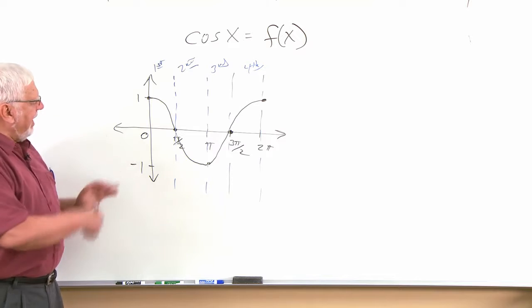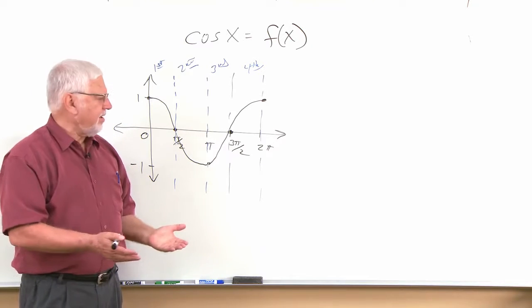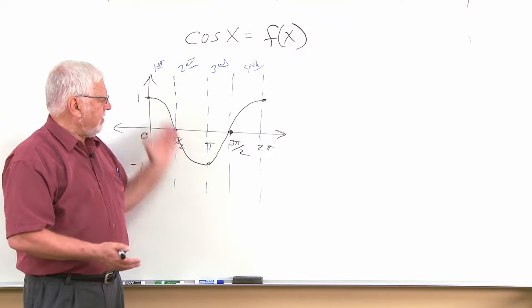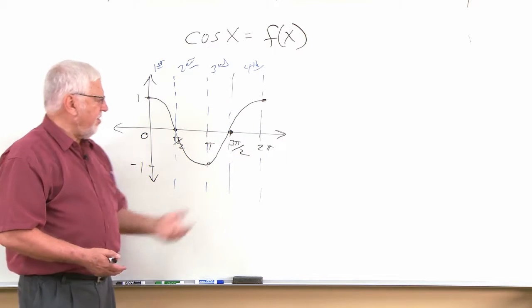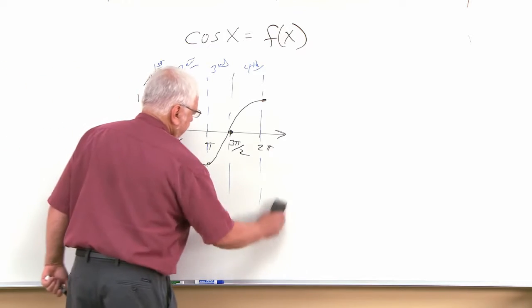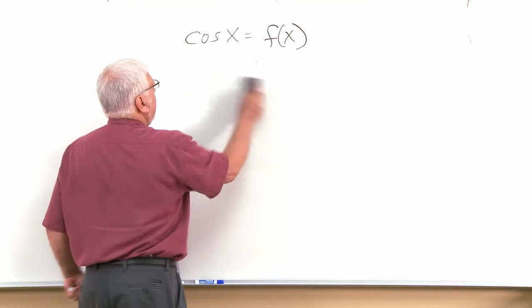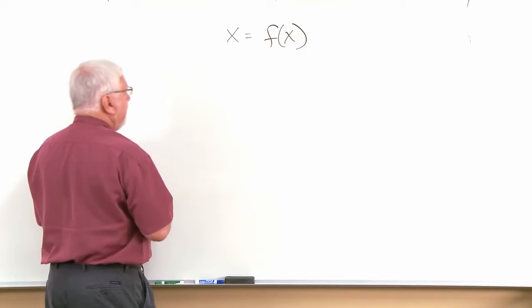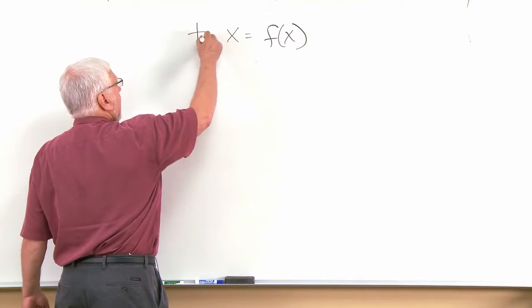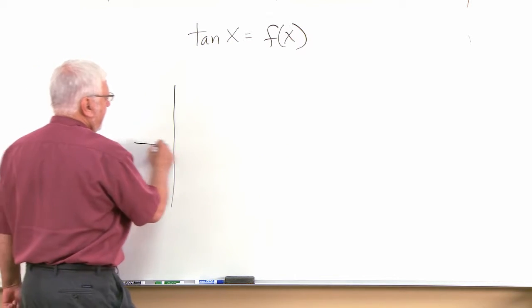So we can quickly analyze that, and you should memorize this. You should be able to walk in and sit down and make this sketch, and then you can do your analysis from that. Let's do the third one. The third one would be the tangent. Now the tangent, let's see what that's going to look like.